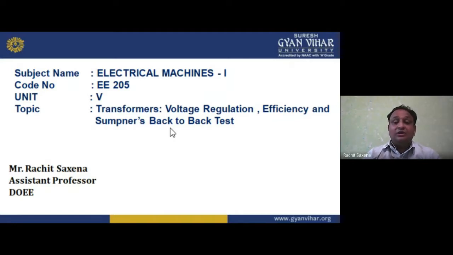And if I'm talking about the core type transformer, they are used for high power applications. They are used for what? High power applications. So this is about the transformer.